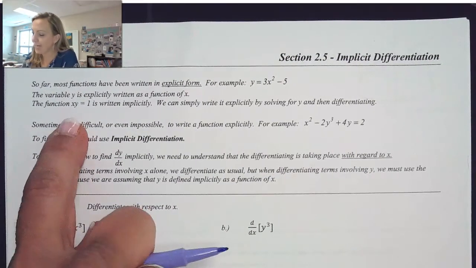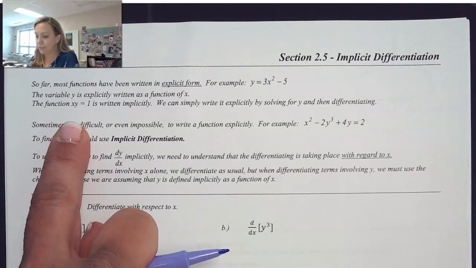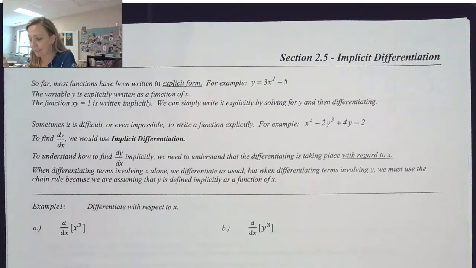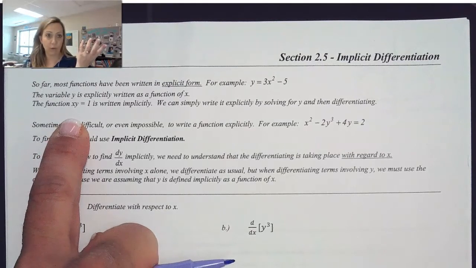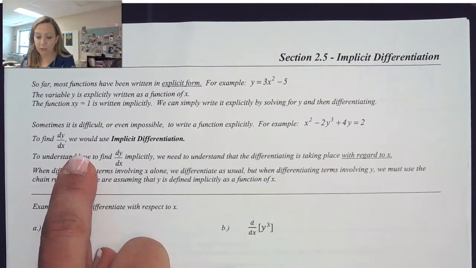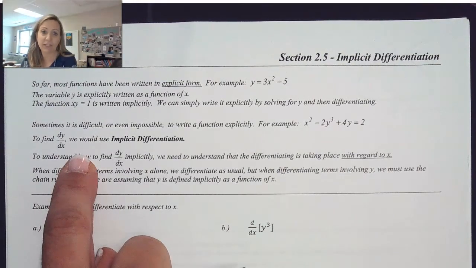The function xy equals 1 is written implicitly. What we can do is simply write it explicitly by solving for y and then differentiating. So we could write that as y equals 1 over x. Now y is in terms of x, and we can go from there. But sometimes it's difficult or even impossible to write a function explicitly.